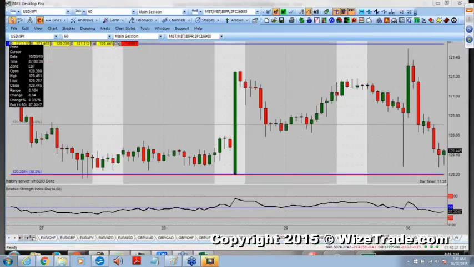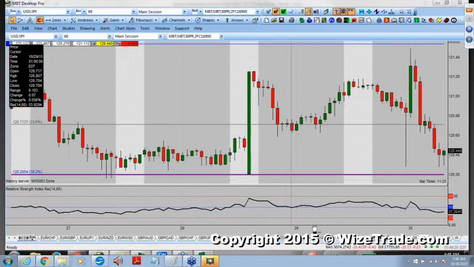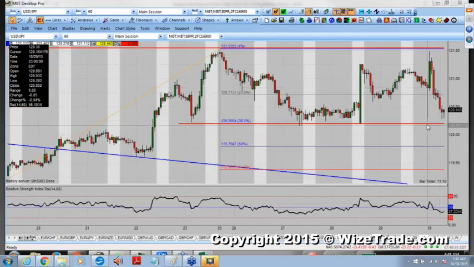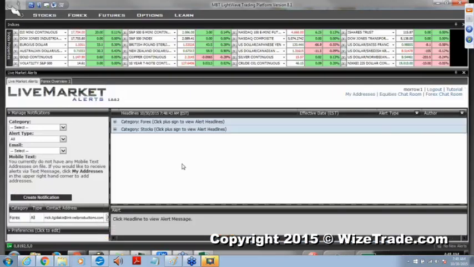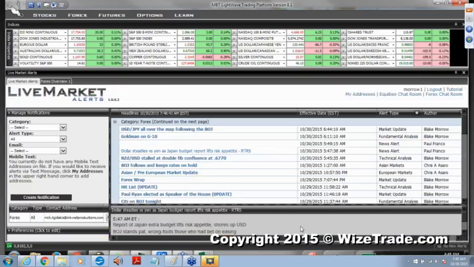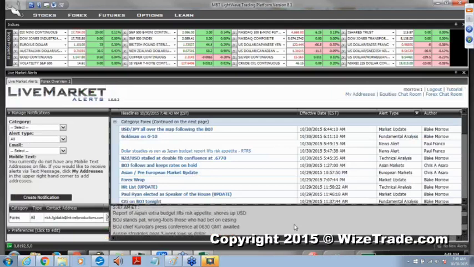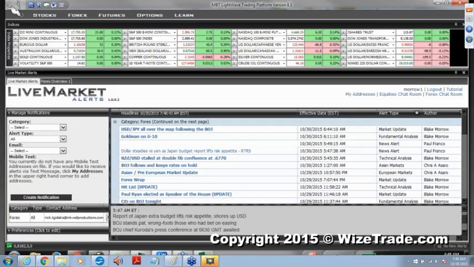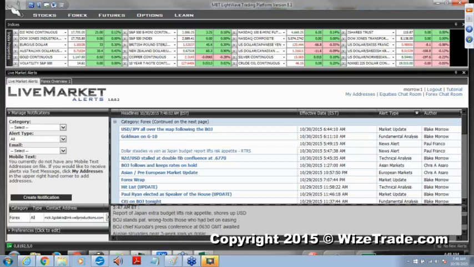So the dollar yen, what a wild night, huh? When I got up this morning, I said, what the hell happened there? What is that all about? So the BOJ obviously left rates unchanged. Then what Paul said, and I was reading other research, and I saw he sent these out. I usually get to them a little bit later in the morning. He said, report of a Japan extra budget lifts risk appetite, shores up U.S. dollar, BOJ stands pat, wrong foot, blah, blah, blah.